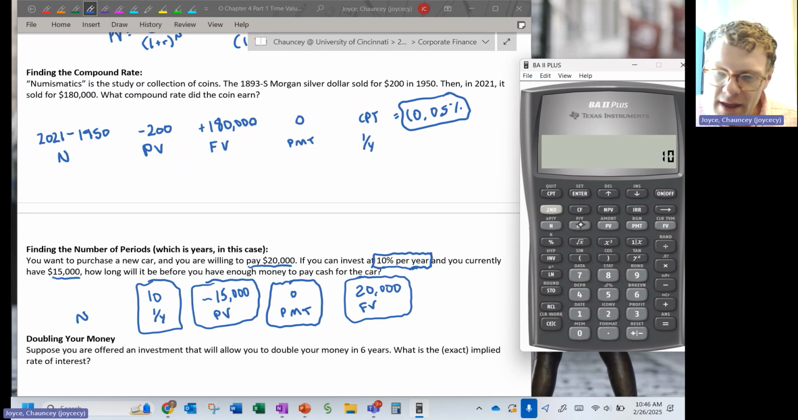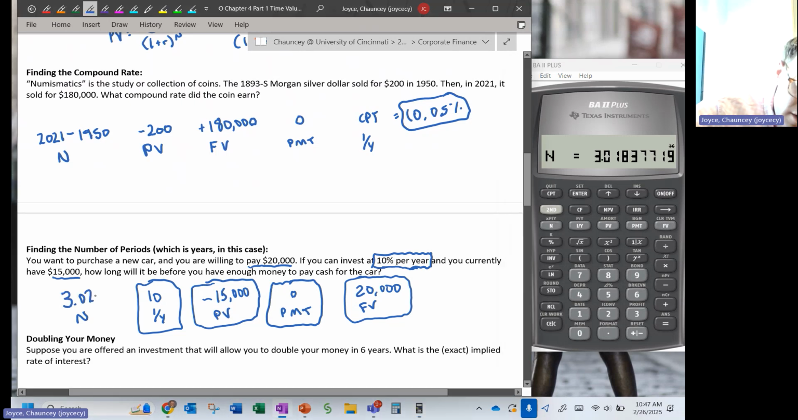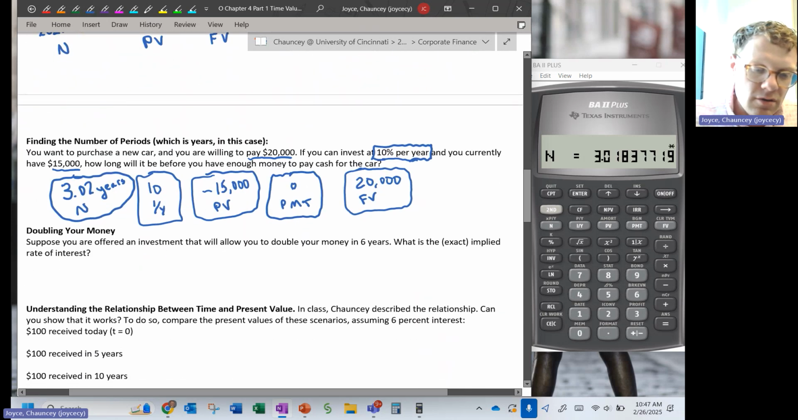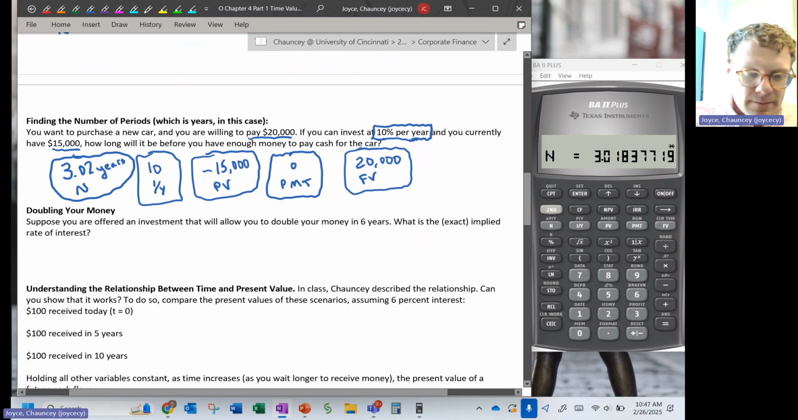So you press 10, then press IY, 15,000, make sure that's negative or you'll get error 5. So to do that, on the bottom row of your financial calculator, there's a plus minus button, and then PV, 0, then payment, 20,000, then FV, and then compute for N. This is 3.02 years. Once the cash flows start to get a little bit more complicated in the next unit, you'll see why it's helpful to have a financial calculator, because solving for N and IY would be extremely difficult once we introduce annuities.